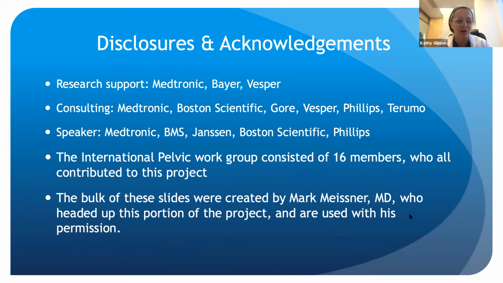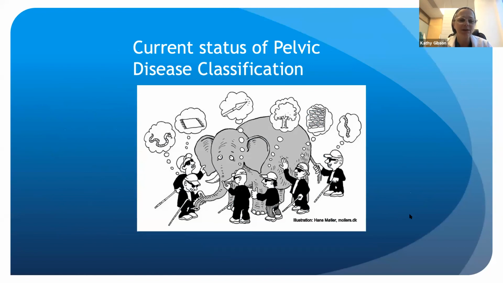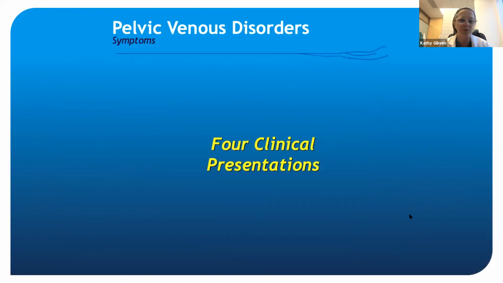I screwed up some of the animations, so again, I apologize. But this is a cartoon I put in that shows one of the problems when we are talking about pelvic venous disorders and pelvic venous disease: we don't have a really good classification tool, so we're not always speaking the same language. There's not consistency when you look at papers on outcomes, because sometimes we're comparing apples and oranges.